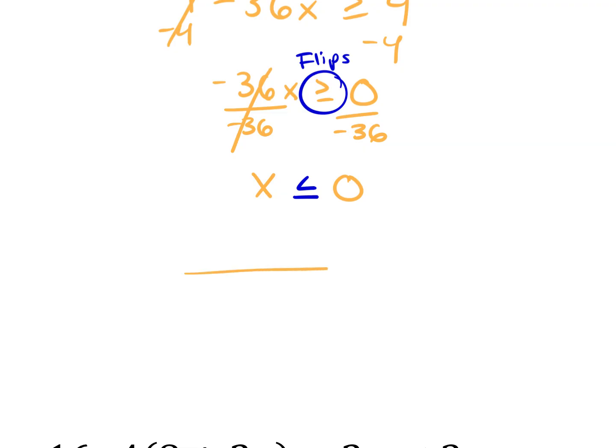Let's put this on our number line. 0 is going to be right in the middle. Which way am I shading here? To the left. And is it an open or closed circle? It's going to be a closed circle because it's less than or equal to. Now, if you wanted to plug in a number just to be sure, you can plug in something on the left here like negative 2. Is negative 2 less than or equal to 0? Yeah, so we shade in the left direction.